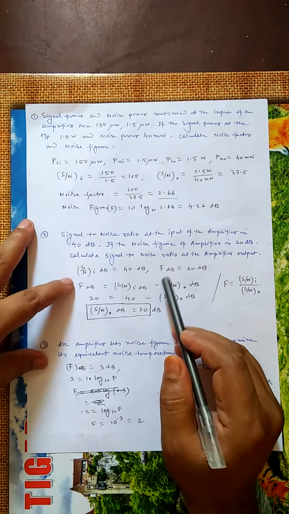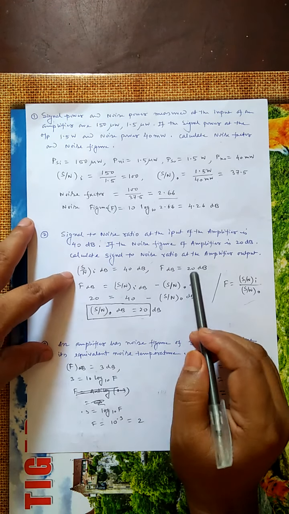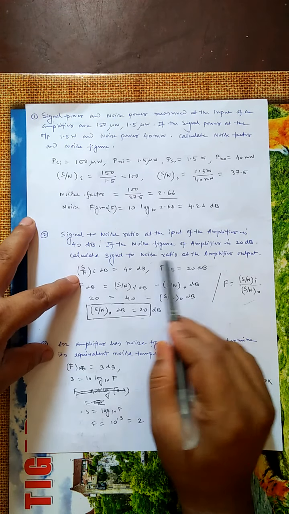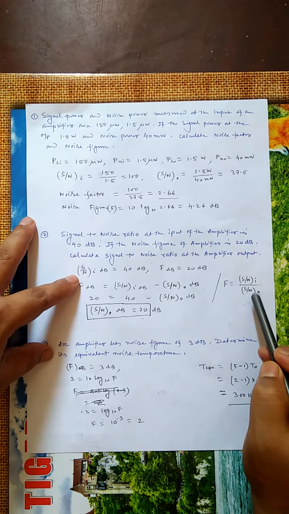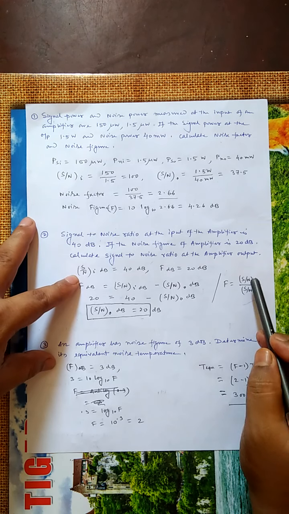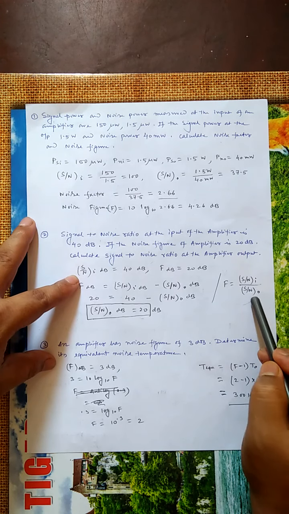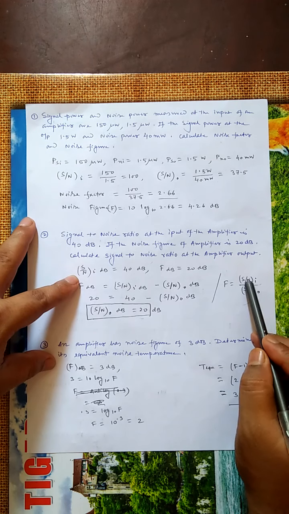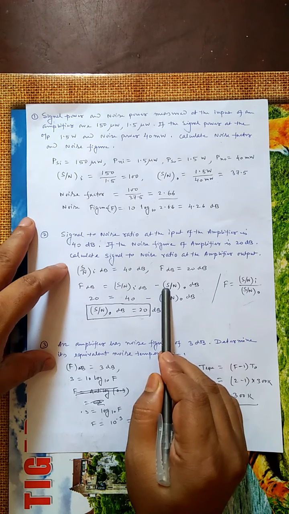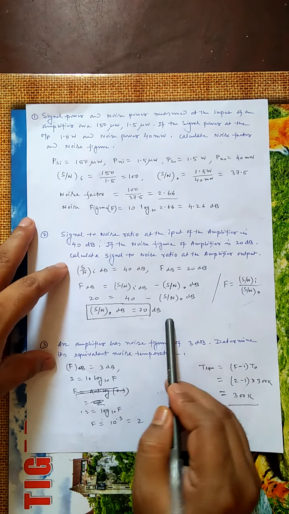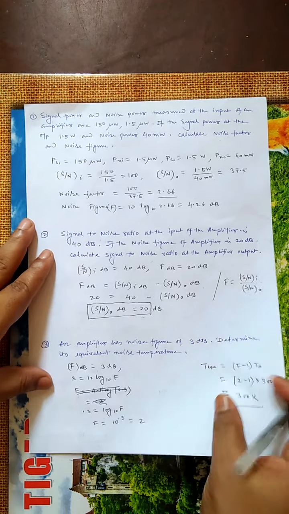In the second problem, the noise figure at the input side and the output side are given in dB form. We know the formula is the signal to noise ratio at the input divided by the signal to noise ratio at the output. In magnitude form it is a division, but in dB form the division becomes a subtraction, so we put the minus here. From this we find our value.